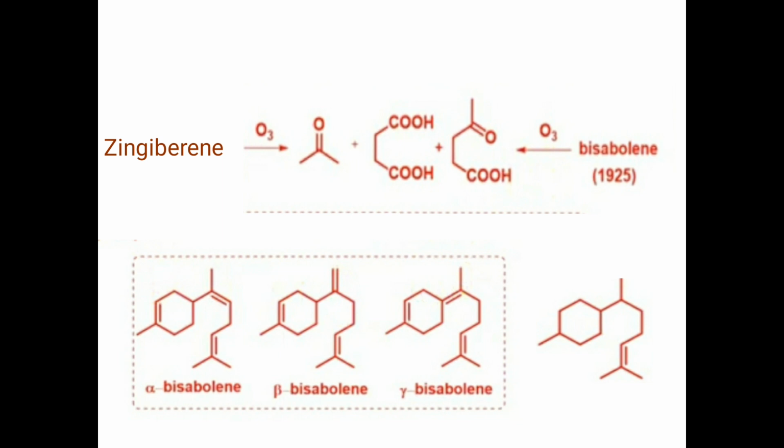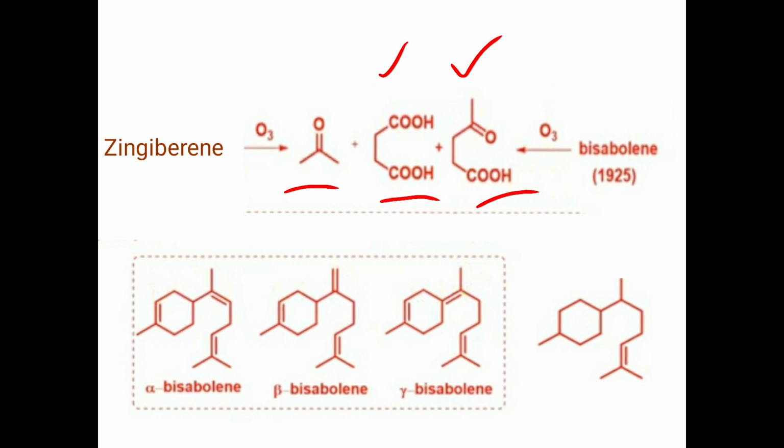To identify the skeleton structure of zingiberene, it is treated with ozone. When zingiberene is treated with ozone, it forms three products. The first product is acetone, the second is succinic acid, and the third is a keto carboxylic acid.